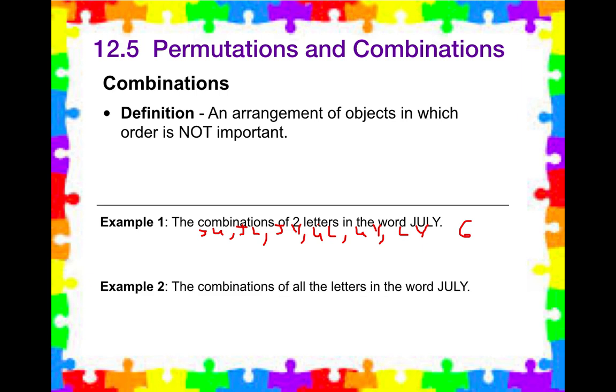What about the combinations of all the letters in the word July? Well, there's only one way. It doesn't matter which way that you get the letters, as long as you get all 4 letters. So there's only one way to do that. Just J, U, L, and Y in any order that you want.